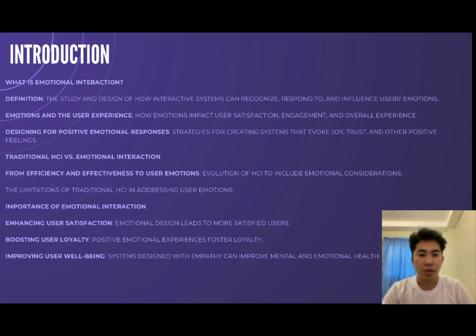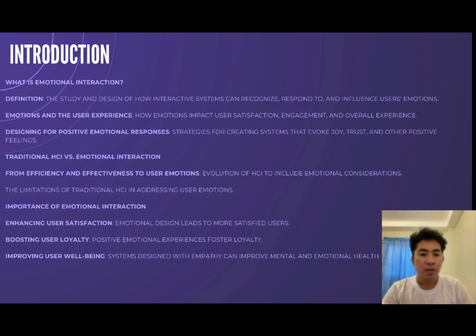Emotion and user experience. How emotion impacts user satisfaction, engagement, and overall experience. Designing for positive emotional responses. Strategies for creating systems that evoke joy, trust, and other positive feelings. Traditional HCI versus emotional interaction. From efficiency and effectiveness to user emotion. Evolution of HCI to include emotional considerations. The limitation of traditional HCI in addressing user emotions.